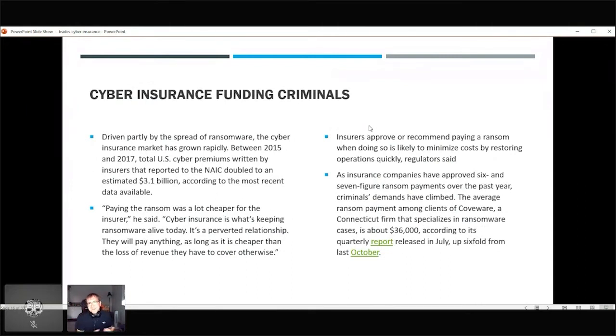As you can guess, this creates a positive feedback loop where ransomware criminals get more money and can get more sophisticated and do more of that, right? If you look at the average ransom payment from companies like Coveware, it's about $36,000 in the last report. It went up six times from last October. So insurance companies are approving ransomware payments, and there's a lot of evidence of that.